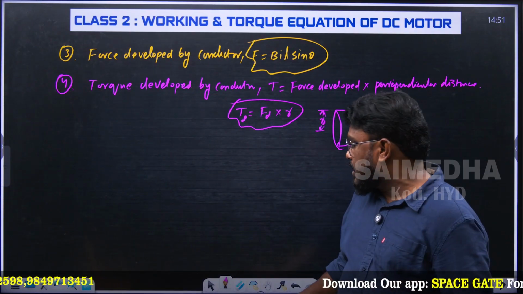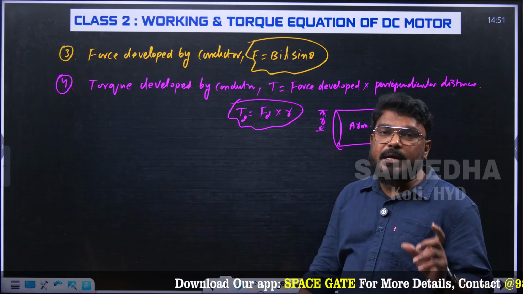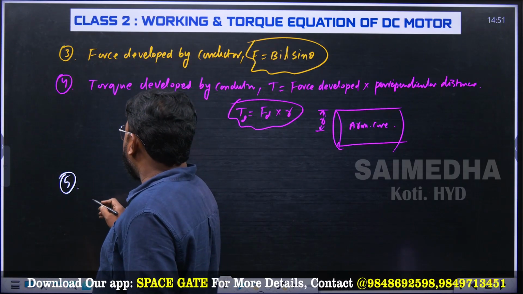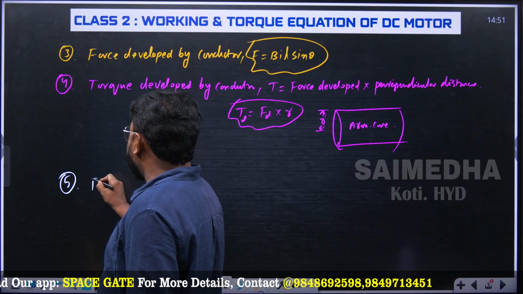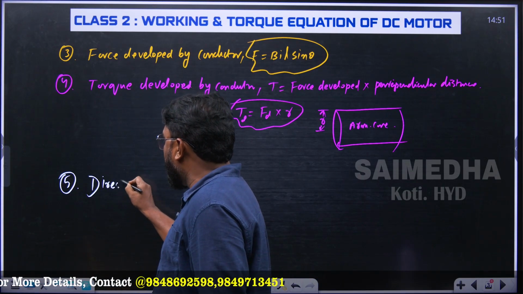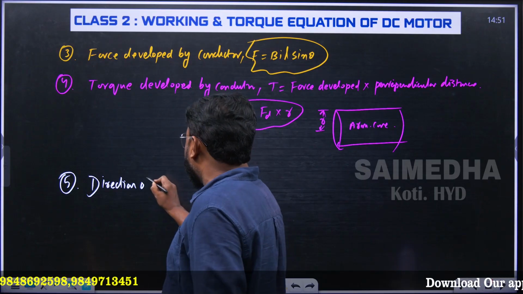The force developed by the conductor is obtained by using Fleming's left hand rule. So now the fifth one: the direction of the force developed by the conductors.